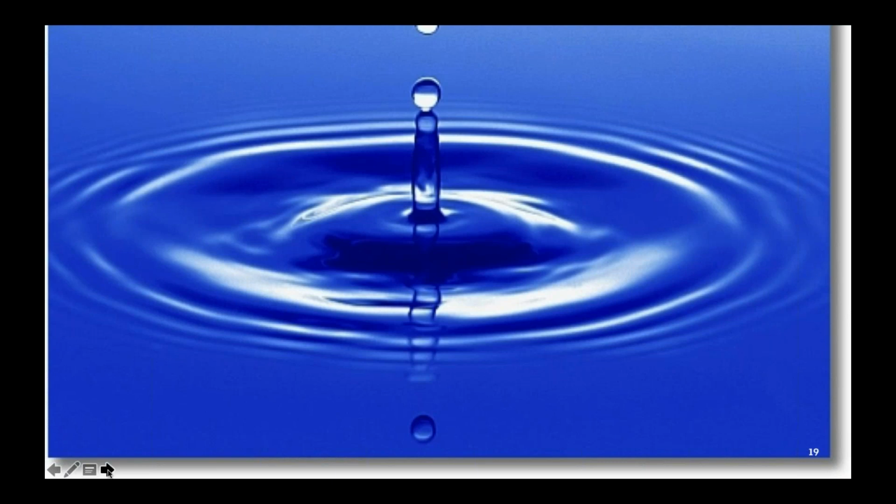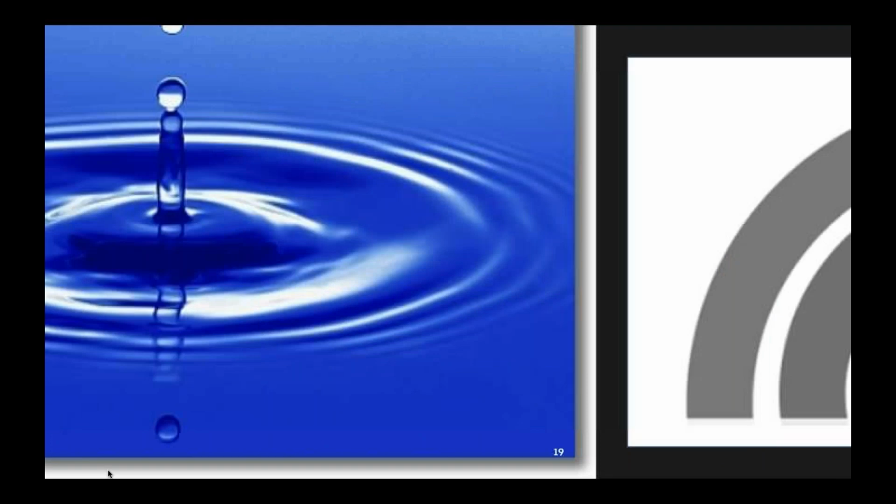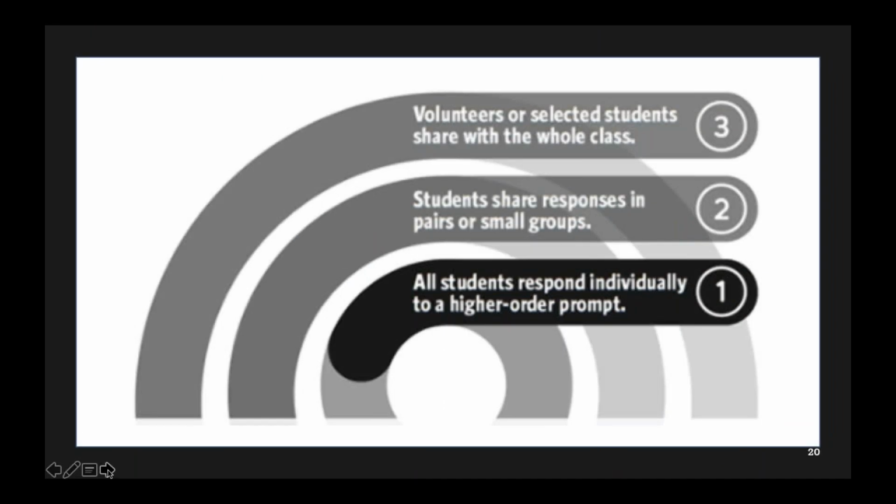then followed by volunteers sharing their answer with the class. We call this the ripple because it starts with the entry of the pebble in the water, or your question or prompt, into which every individual student responds. And then it ripples out in that manner in which we dialogue in pairs, and then we move to whole group. So take a look at this.